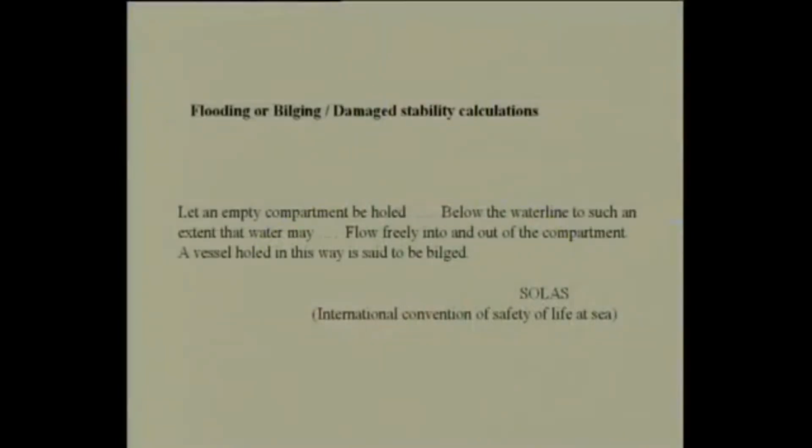Some books call it damaged stability calculations, that is also the same thing. So, same thing is described as flooding processes. When you study hydrostatics and stability, in any book on that, you will see it described either as flooding process or as damaged stability calculations or as bilging calculations. So, three things represent the same thing.